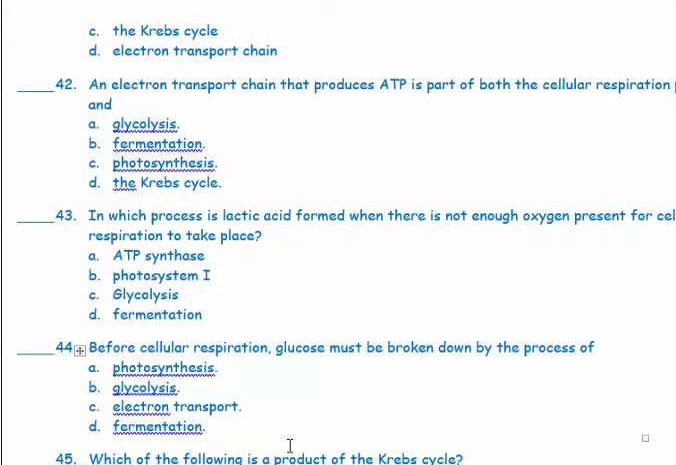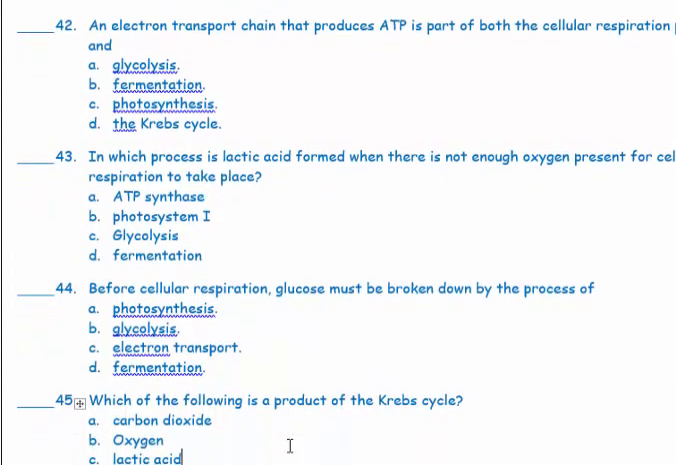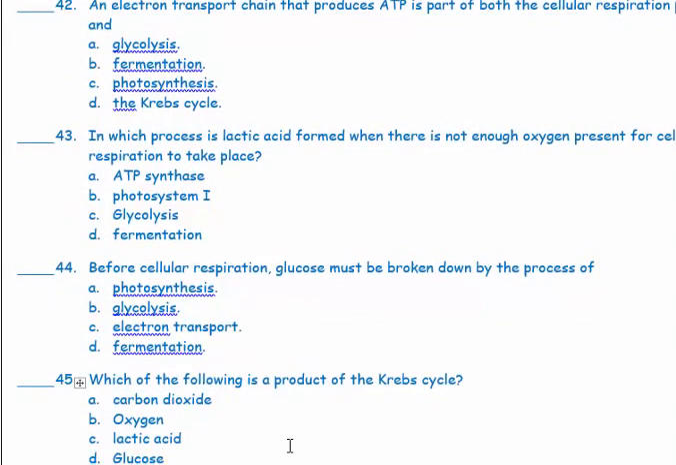43. In which process is lactic acid formed when there is not enough oxygen present for cellular respiration to take place? Of course, whenever there's not enough oxygen, what happens? It is fermentation. Whenever you have oxygen, you have cellular respiration. When your cells can't find oxygen, they use fermentation. 44. Before cellular respiration, glucose must be broken down by the process of glycolysis. Remember, we said lysis means breaking down. Glycolysis is the breaking down of glucose.